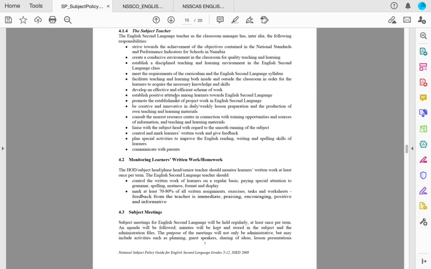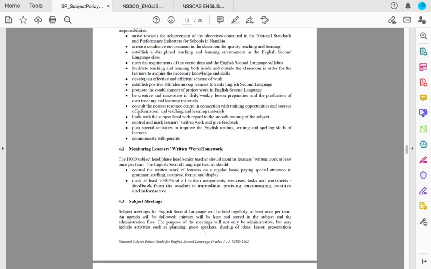Establish a positive attitude amongst the learners towards ESL. So this has everything to do with motivation. The type of relationship that you have with the learners does affect their engagement in the classroom. So you have to establish a really good, positive attitude with your learners, to have a love for learning a language. Promote the establishment of project work in ESL.